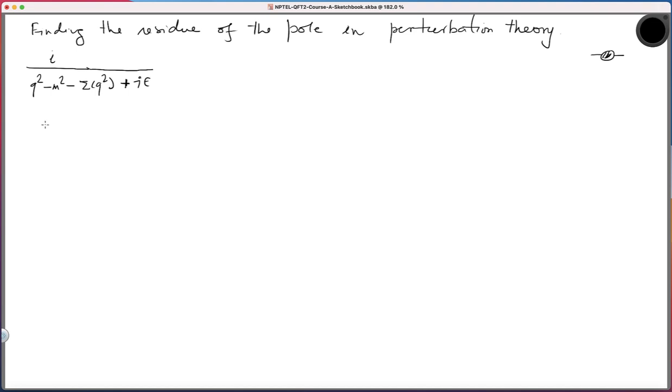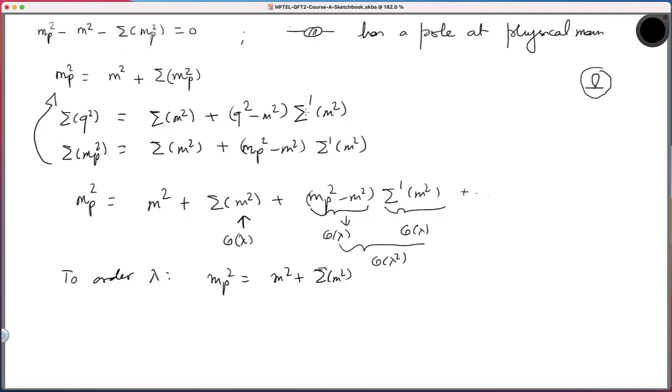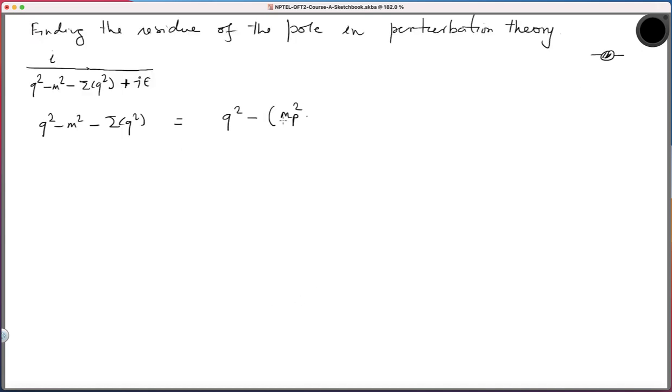So let's look at the denominator: q square minus m square minus sigma of q square. Because we are looking at the zero of this, I will not worry about i epsilon. That's not relevant now. So I can write this as q square minus, what is m square? We have seen that it's m_p square minus sigma of m_p square, because to the lowest order, m square is the same as m_p square. Okay, that's what I want to write.